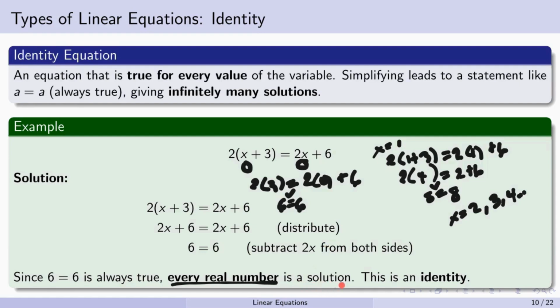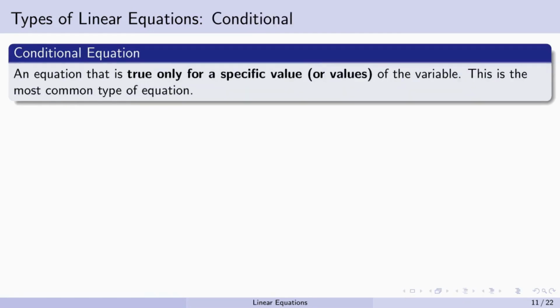Solution is a term that we will be using for the value of x that we solved. Okay? Now, next personality, the conditional equation. What is a conditional equation? And honestly, this is the type you'll meet 90% of the time. A conditional equation is only true for one specific value, or maybe a couple of specific values, not for everything.